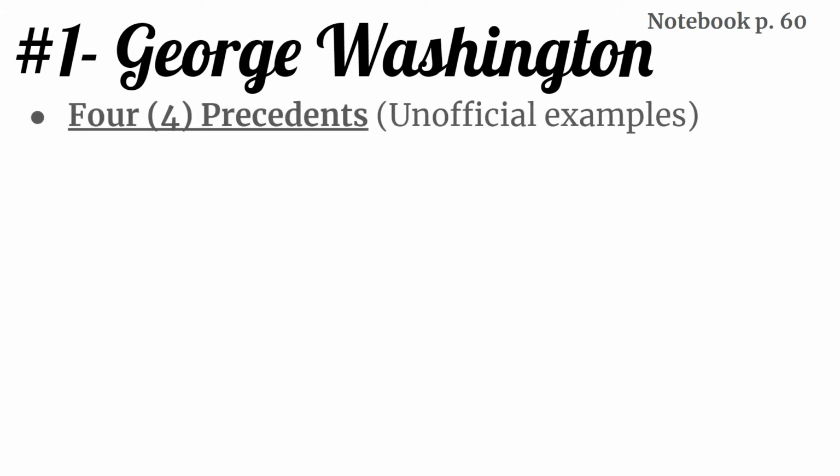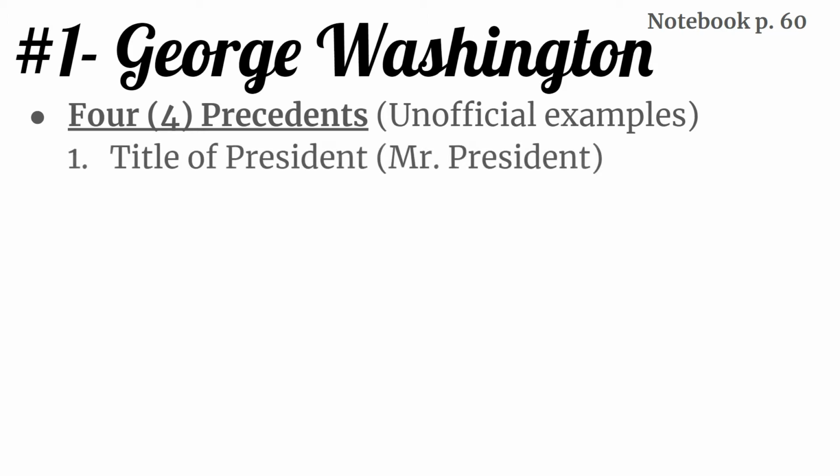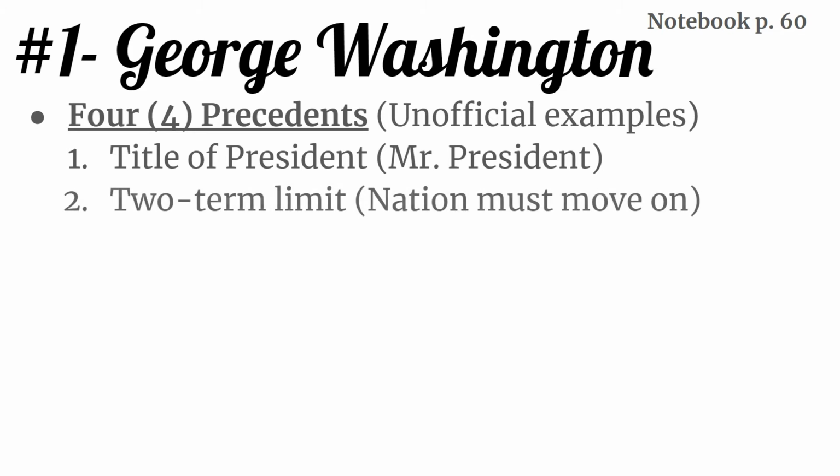So, what are these four precedents or unofficial examples? Precedent number one, the title of the president. George Washington ultimately decided that you should call the president Mr. President. The second thing is he decided that two terms was enough time. Now, up until Franklin Delano Roosevelt, every president served two terms and then stepped down. They did not run again. Once Franklin Delano Roosevelt ran and he ended up being president four times, the minute that he passed away, we immediately put up the 22nd Amendment, which basically limits the presidency to two terms or 10 years. But George Washington said after 8 years, it was time for the nation to move on.